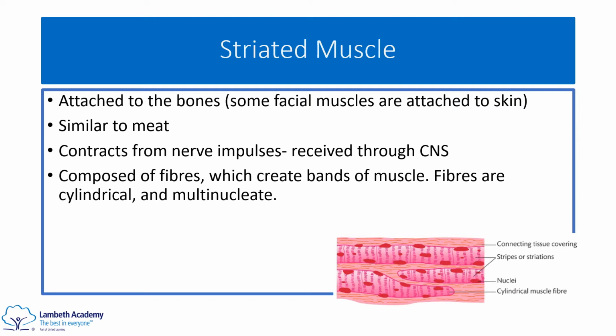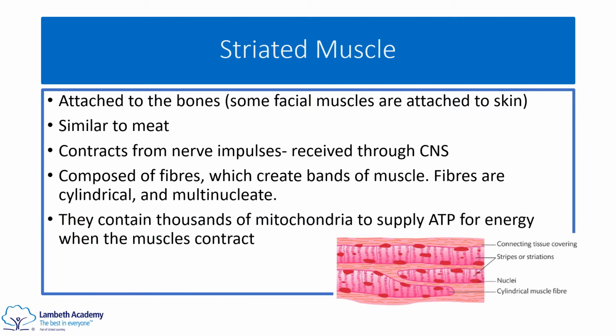As I've already stated, in terms of it being similar to meat, these are composed of fibres, and these create bands of muscles. These bands of muscles are how we see the meat or the texture of the muscle being quite stringy. Each one of these cells that creates the bands of fibre is cylindrical in shape, and they are multinucleated. As we've already come across that term before, multinucleated just means that there are multiple nucleuses for each cell.